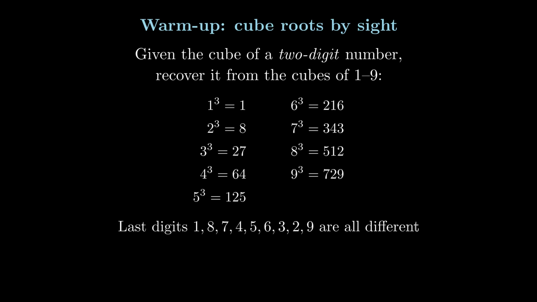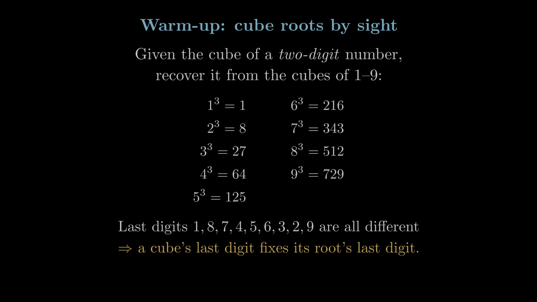Look at their last digits: 1, 8, 7, 4, 5, 6, 3, 2, and 9. Every one of them is different. So a cube's last digit tells you exactly what the last digit of its cube root must be.